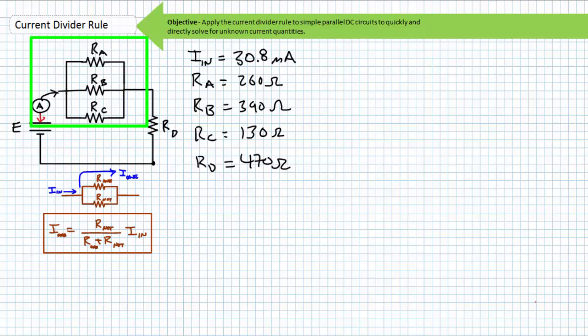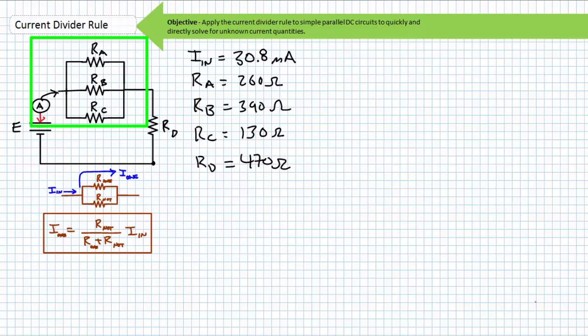The mathematically astute among you will notice the proportionality that exists between these resistance values. RB is 3 times RC. RA is 2 times RC. Should it be a surprise that IC will be 3 times the value of IB and 2 times the value of IA? Probably not. Let's see if this is the case.